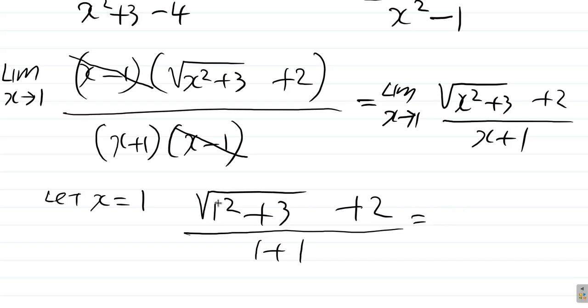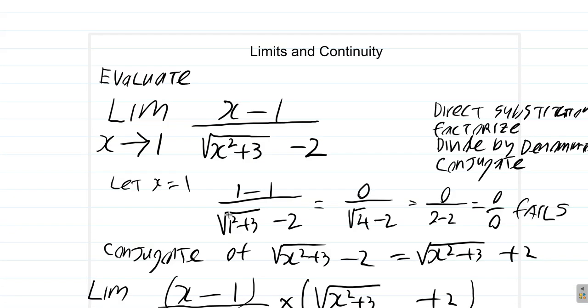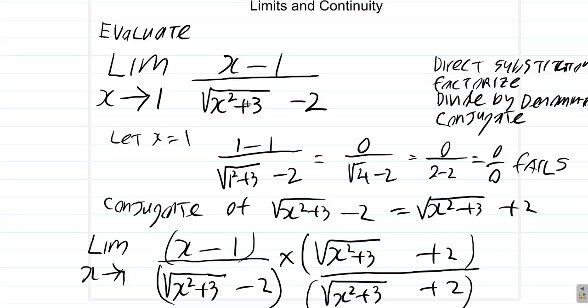Okay. This is the square root of, 1 squared is 1, 1 and 3, 4. So it's the square root of 4 plus 2 up top divided by 1 and 1, 2 down the bottom. Square root of 4 is 2. So it's 2 plus 2, which is 4 over 2. And we get our limit: 2. So I want you, if you didn't work it out before, to write this down, then try it again without looking at the working here.